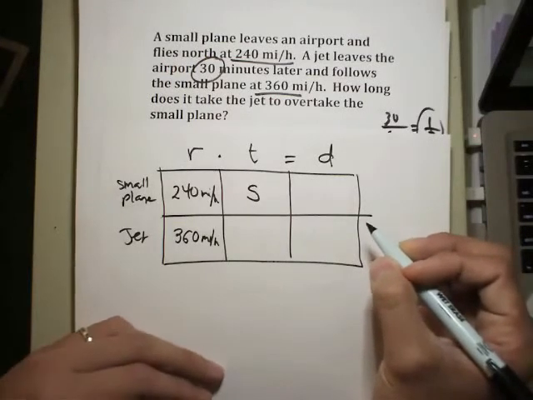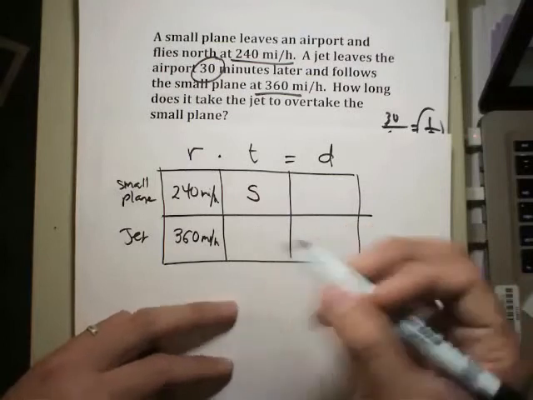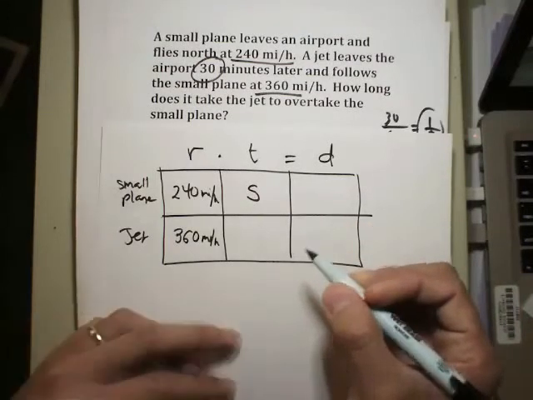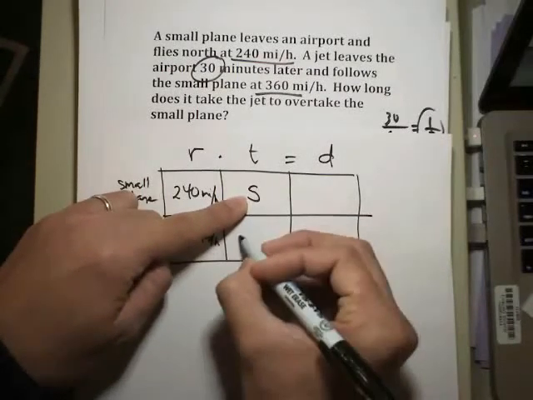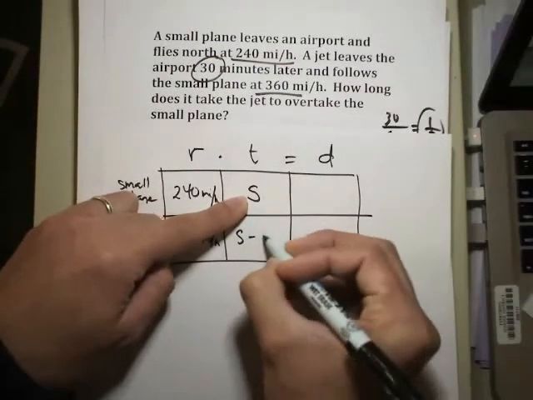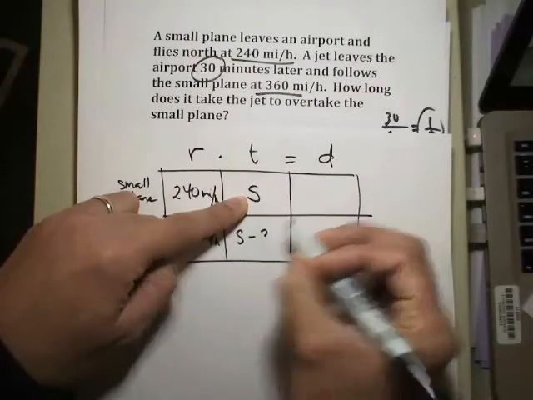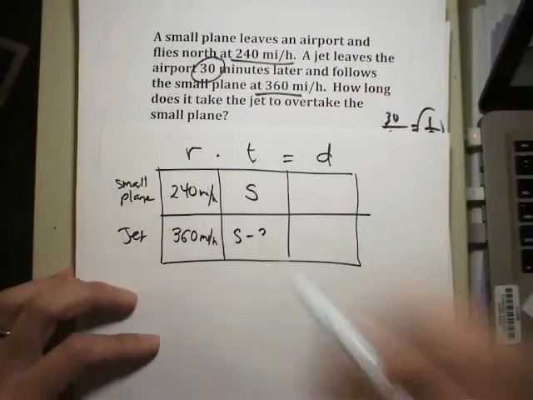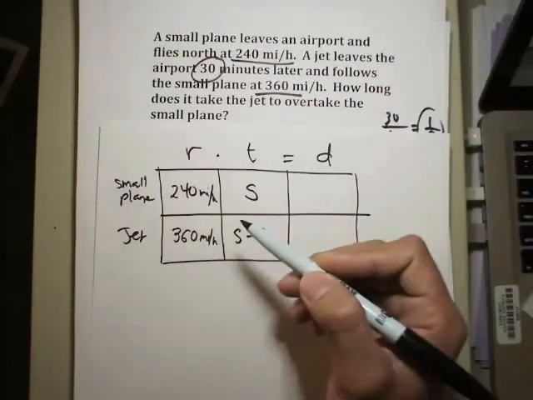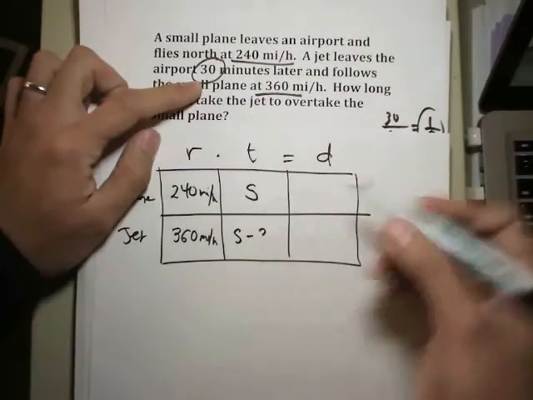So as you know, less means minus. So you can certainly say that it has less time than the small plane's time. So that means it's the time of the small plane minus the 30 minutes. But one thing I need to mention is, don't forget, since we're talking about hours here, you've got to convert your minutes to the same units as hours.